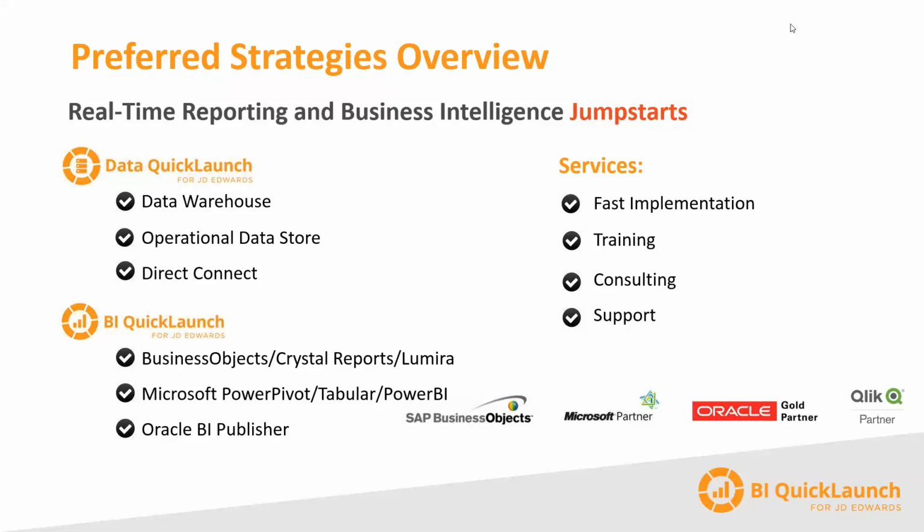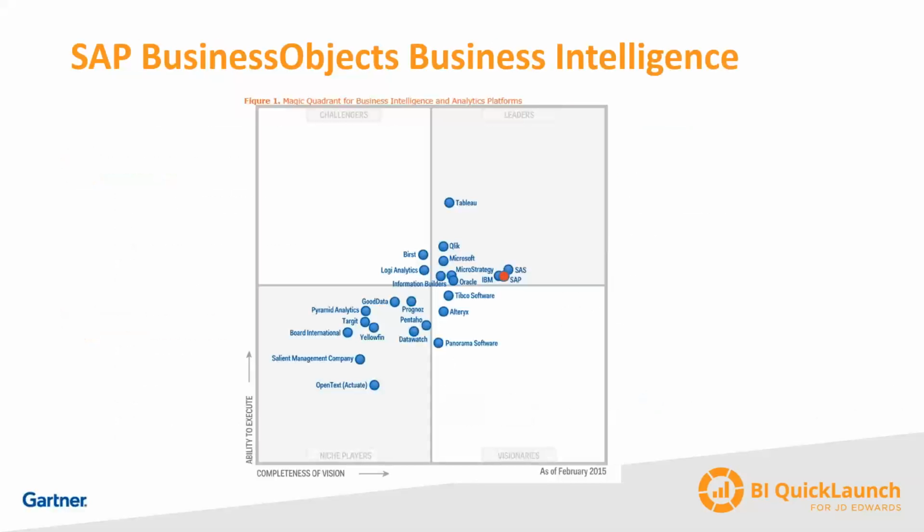Then we've got what we call our BI QuickLaunch, which we're going to show you today for Business Objects, which is modeling and reports and templates that are specific to a reporting tool for JDE. This is where we're going to show you Business Objects and our accelerators for Business Objects. We also did a webinar on Microsoft and BI Publisher in the last week, so if you want the recordings, just reach out to us and we'll be happy to send those over. And then we provide a variety of services to help customers get up and running quickly and start using the software effectively and efficiently.